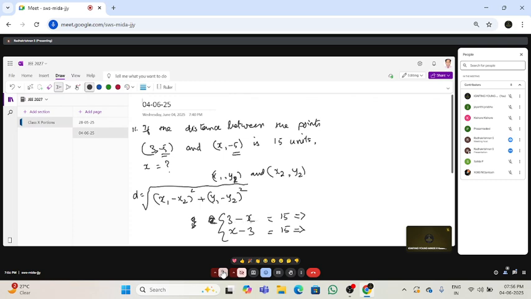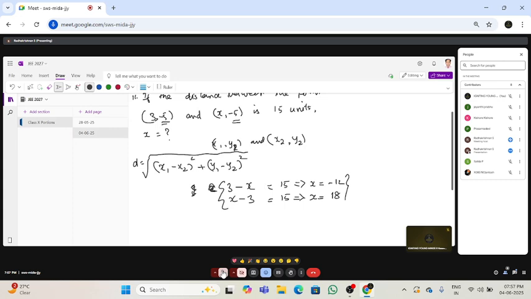So what if 3 minus x is 15? Then x equals 3 minus 15, which is minus 12. And in the other case, x equals 15 plus 3, which is 18. There are two values possible. I think Salida, you got one answer, but there are two answers: minus 12 and 18.